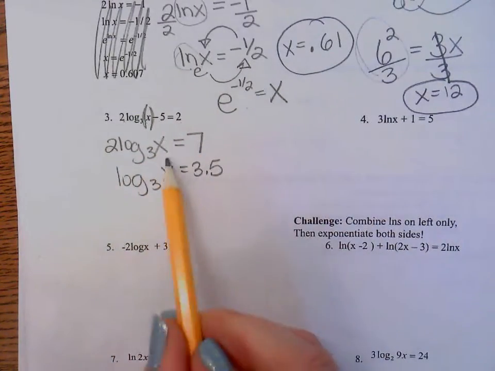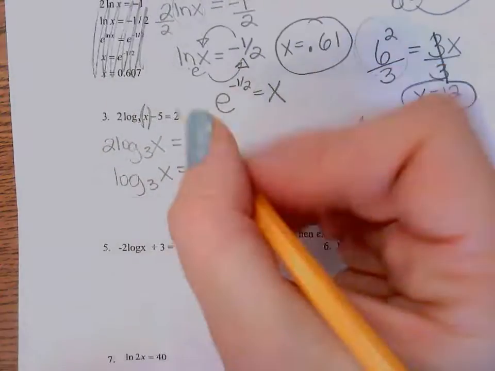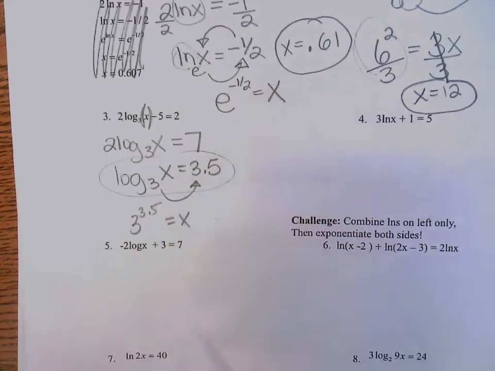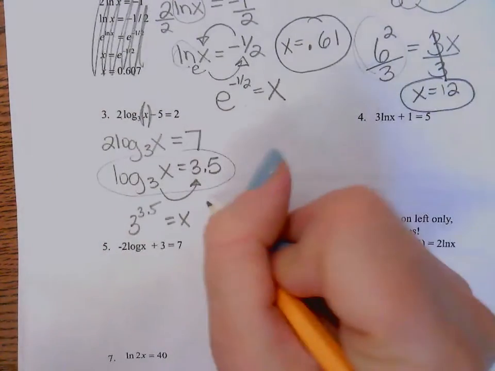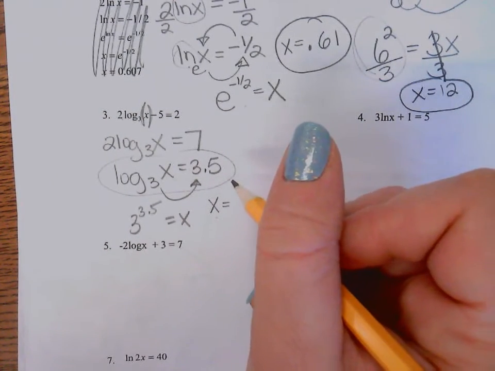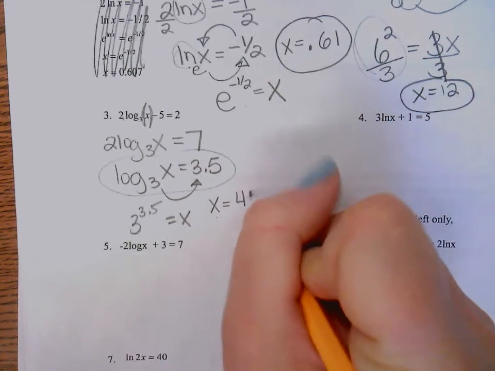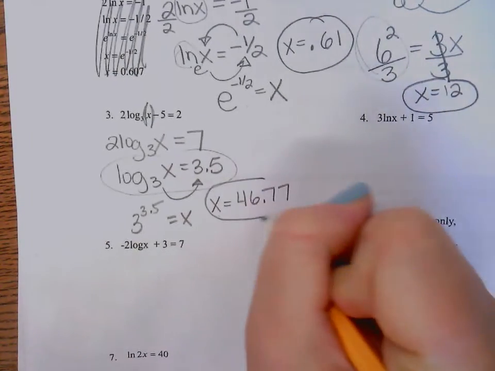So now I'm at the step where I've got the log by itself. I can't figure out what to do next, so I have to switch forms and see if that helps me. So my base is 3, and 3 to the 3.5 power will give me my solution for x. So on the calculator, I'm doing 3 to the 3.5 power. So what does someone get when they did 3 to the 3.5 power? 46.77, I think. I'm just going to round to 2 decimal places just to be consistent.